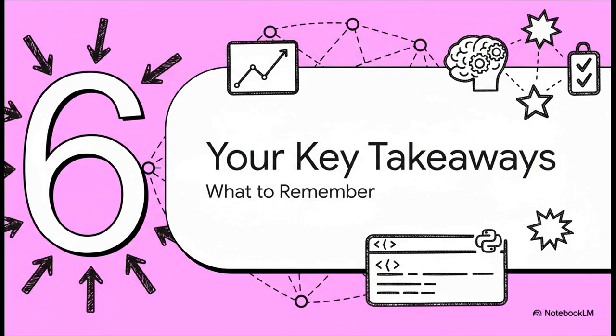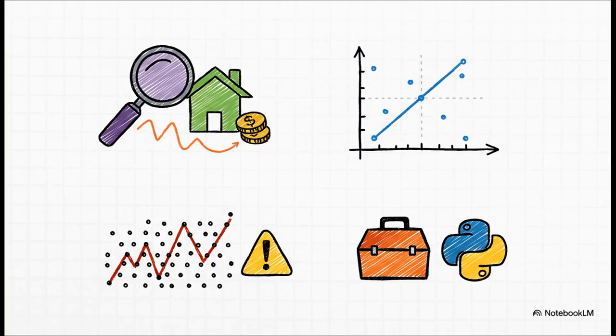Whew, we've covered a ton of ground, I know. So let's just do a quick fire round of the most important things to lock in. First, regression is just about finding relationships in data to make predictions. That's it. Second, simple linear regression does this by finding the one straight line that has the smallest possible errors.